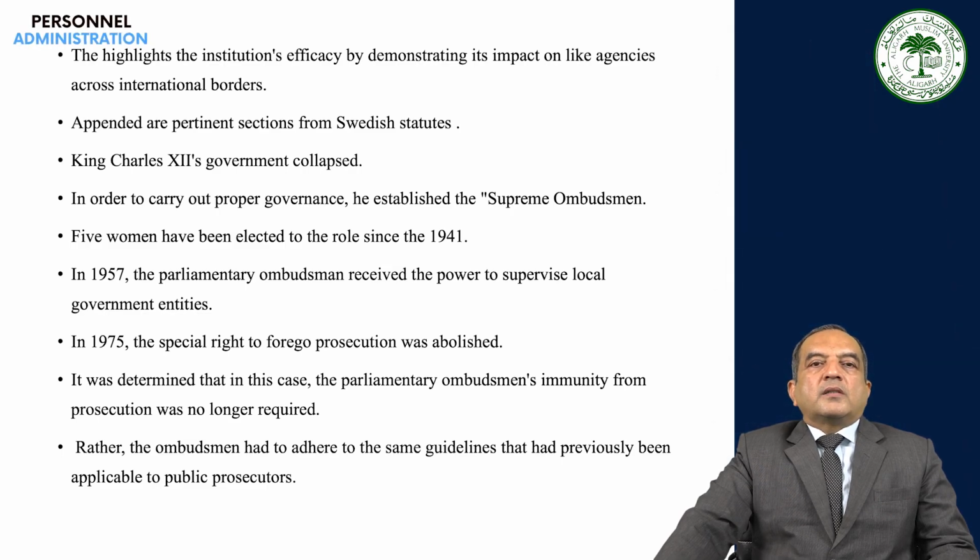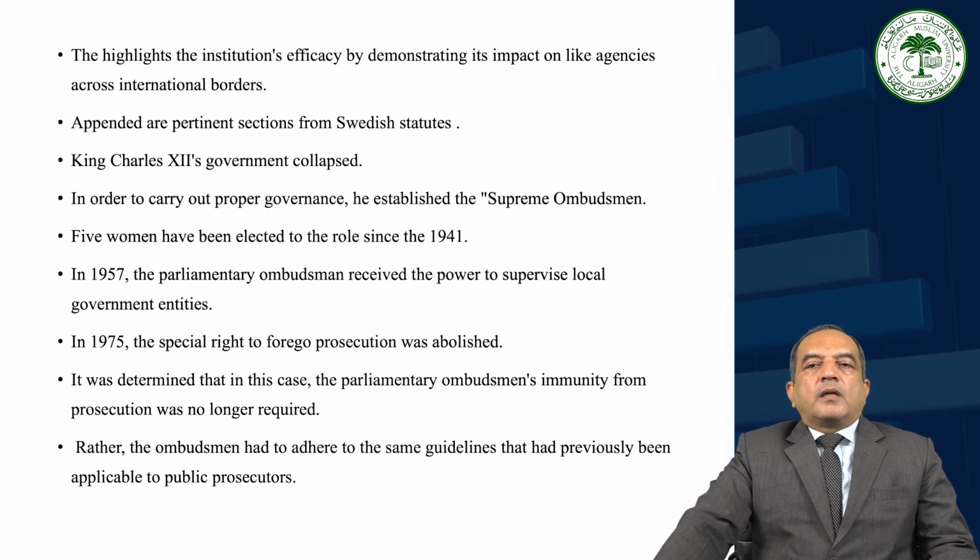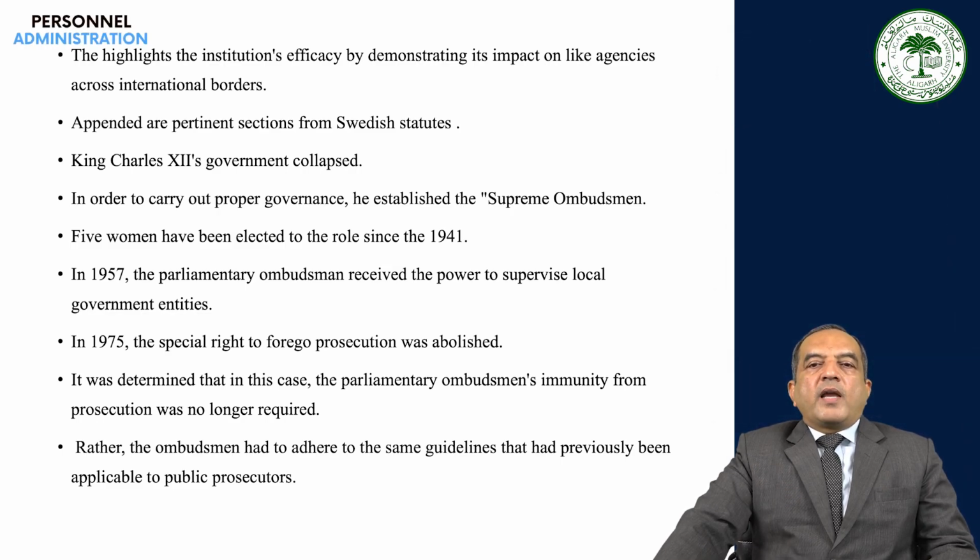Following his nearly 13-year stay in Turkey, in 1713 King Charles XII's government collapsed. In order to carry out proper governance, he established the Supreme Ombudsman. This person is in charge of ensuring that everyone, including judges and the general public, performs their duties and complies with the law as it is being applied. Five women have been elected to the role since 1941, after the repeal of the law prohibiting anyone but men from serving as ombudsman.